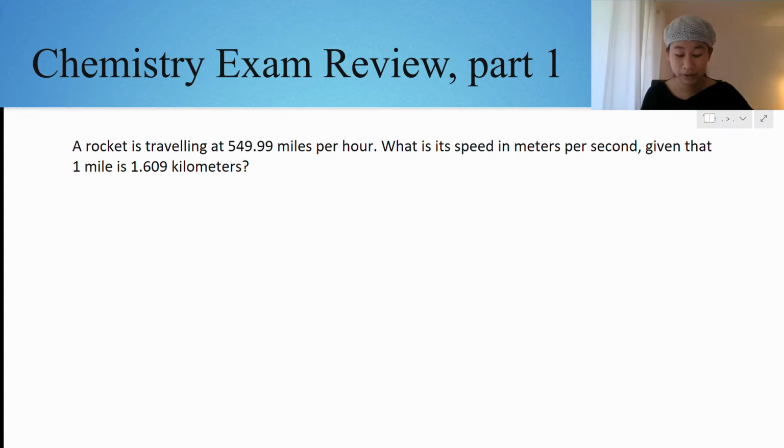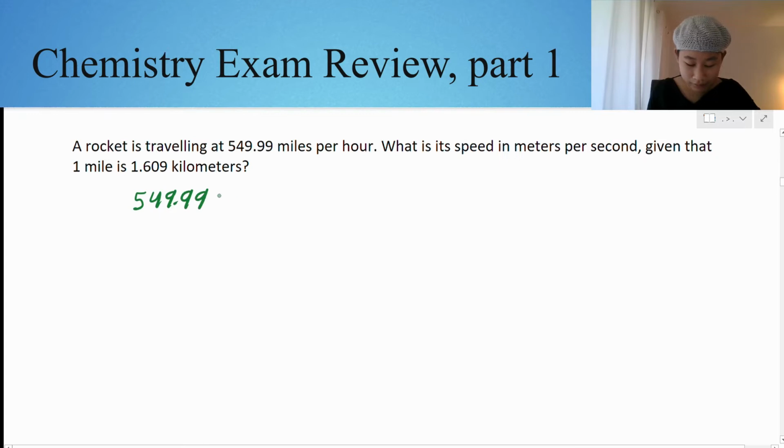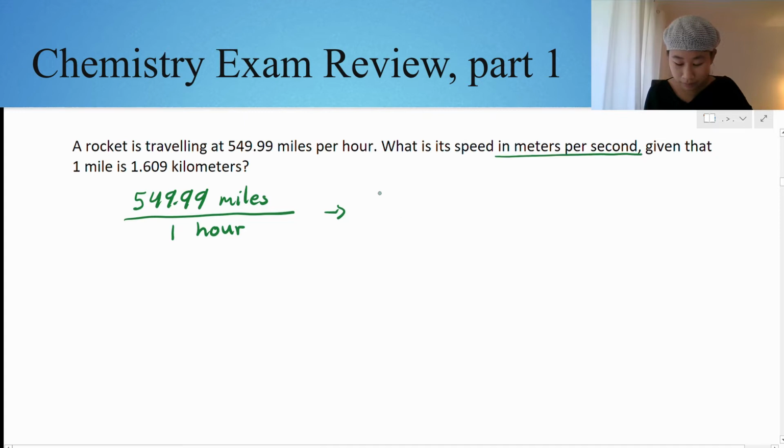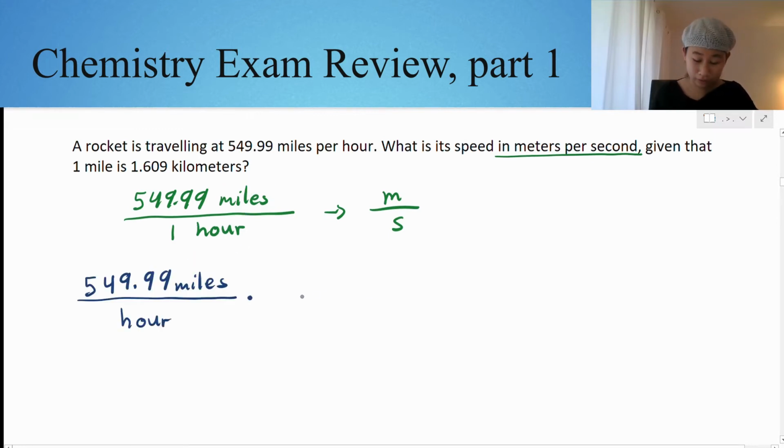A rocket is traveling at 549.99 miles per hour. What is its speed in meters per second, given that 1 mile is 1.609 kilometers? Okay, so this is a dimensional analysis problem. So we first start out with 549.99 miles per hour, okay, per 1 hour. And we want to convert this to meters per second. Okay, so in this case we need to convert our distance and our time unit. Okay, so we're going to start multiplying by our conversion factors.